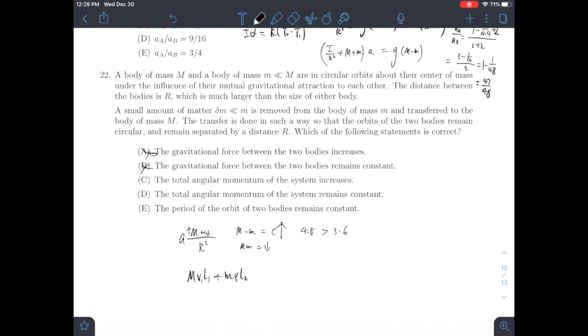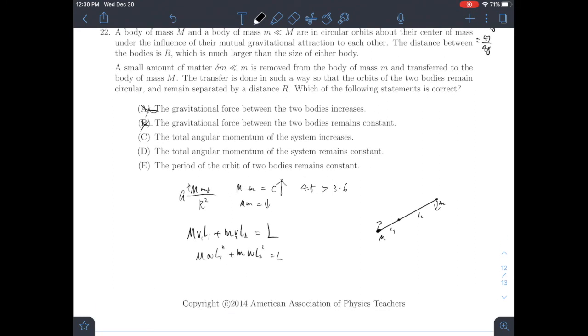Number C, the total angular momentum of the system is equal to m times v1 times L1 plus m times v2 times L2. What do I mean by L1 and L2? Well, it's the distance of each of the planets away from their central mass. L1 is closer to the bigger M, and L2 is closer to the smaller m, and they're rotating with their respective speeds v1 and v2. And we know they're rotating with the same angular speed, so we have M times omega times L1 squared plus m times omega times L2 squared, which is equal to L.